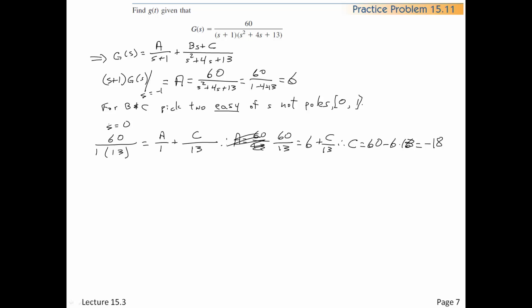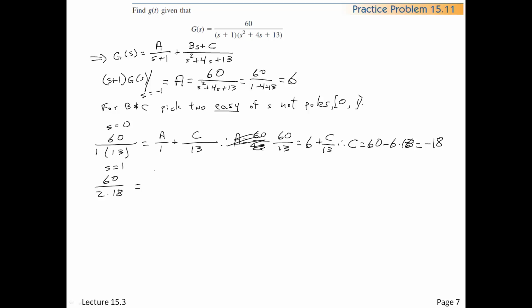All right, so if we got that as minus 18, let's try again for s equals 1. And now we'll have 60 over 2 times 18 is equal to what?